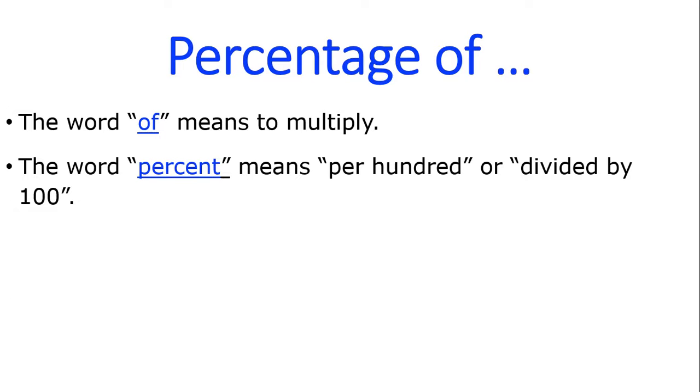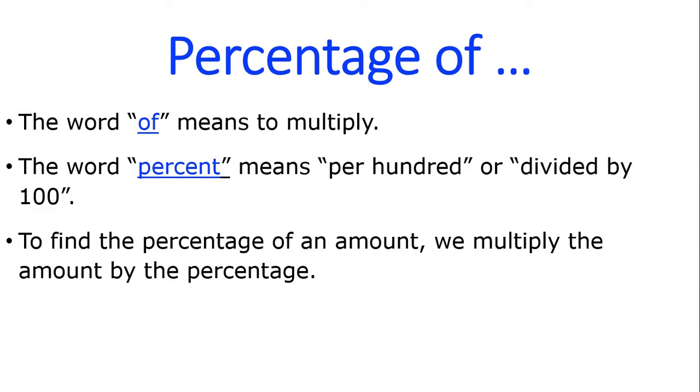If I take the word percent, the word per means to divide, and cent, if you think about how many years there are in a century, there's 100 years in a century. Or how many cents are there in a dollar? Two 50-cent pieces make up $1, so there's 100 cents in a dollar. So the word cent means 100.